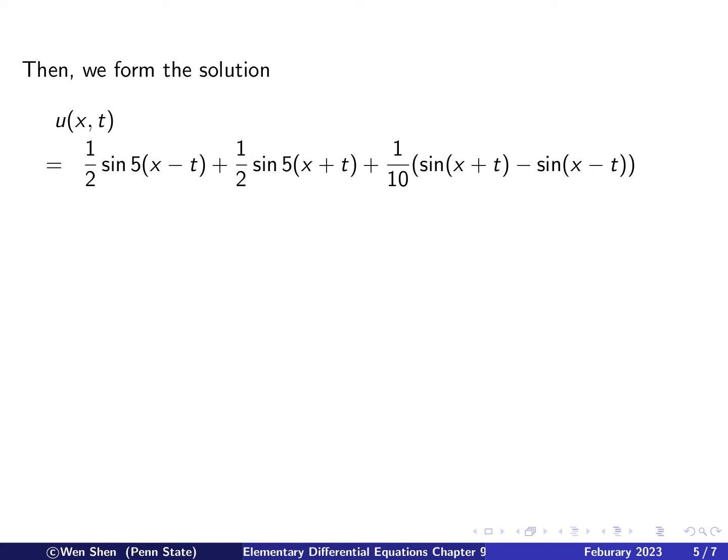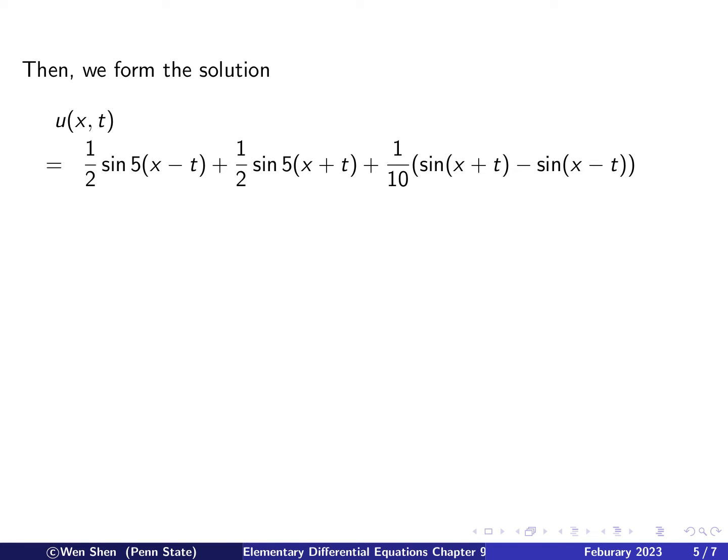We can now form the solution. The first part is half of the f function with the two wave speeds, and then plus 1/10 of the part we computed as the integral of g.